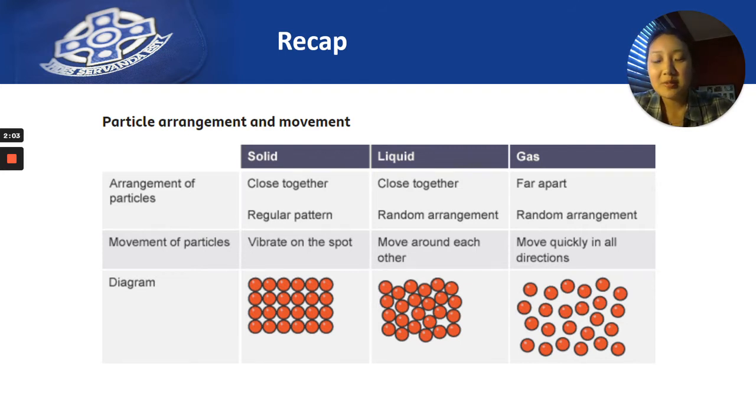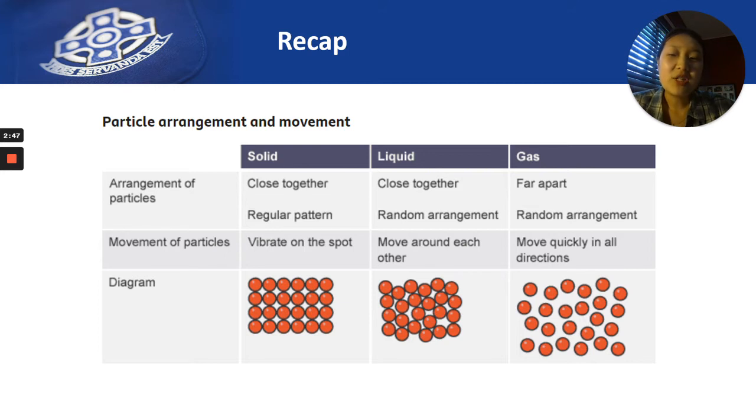In a solid, the particles are arranged in an ordered pattern, and the particles are close together. In a liquid, the particles are arranged randomly, and they are close together, but not as close as the particles in a solid. In a gas, the particles are randomly arranged, and the particles are far apart. Solids vibrate on the spot. In a liquid, the particles can move around each other. In gases, they move quickly in all directions. And you can see the diagrams here.